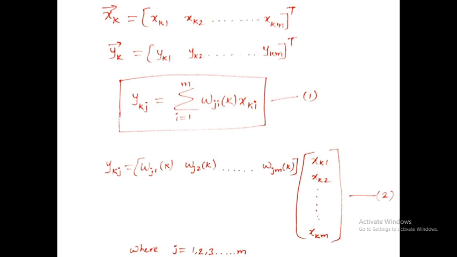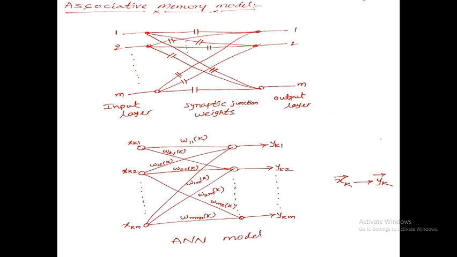YKj is nothing but an output. In the second diagram, we have YK1, YK2, and so on to YKM. In between, at one particular neuron, I would like to take the output. Here I am assuming that neuron is YKj: YK1, YK2, YK3, and so on YKj, and so on YKM.